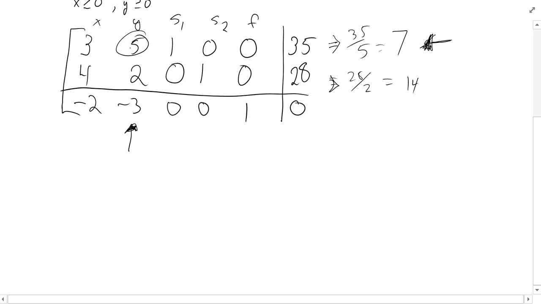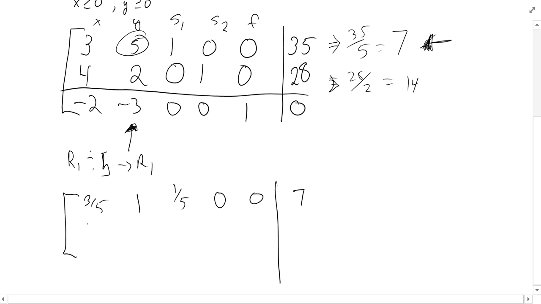So what I want to do is convert that 5 into a 1 and then make the rest of that column zeros using that 1. So I'm going to take row 1 divided by 5 and put it back into row 1. That will clean things up so that I get a 1 where I want it to be. So 3 divided by 5 is 3/5. 5 divided by 5 is 1. 1/5, 0, 0, and then 7. For now, we'll leave the second row the same, and same with the third row.